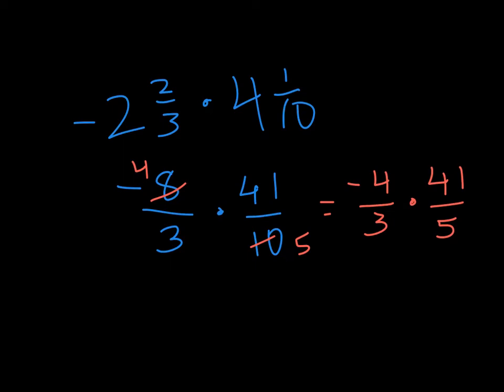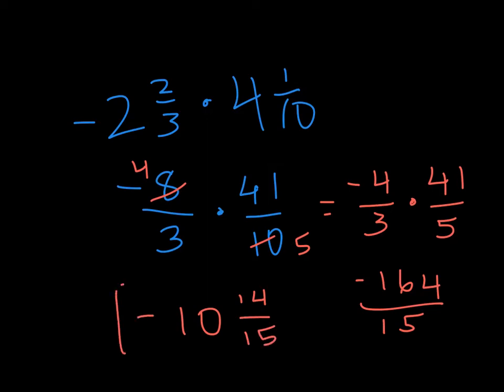So now I'm going to say negative 4 times 41, and that's going to give us negative 164 over 15. Now I need to change that back into a mixed number. So 15 can go into 164 10 times. That would give us 150, so I would have 14 left over, and 15 remains my denominator. So my final answer would be negative 10 and 14/15.